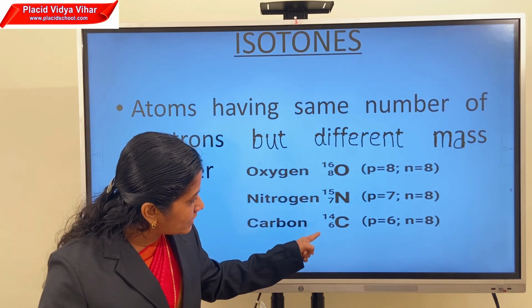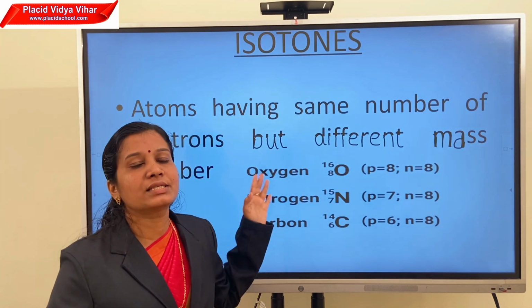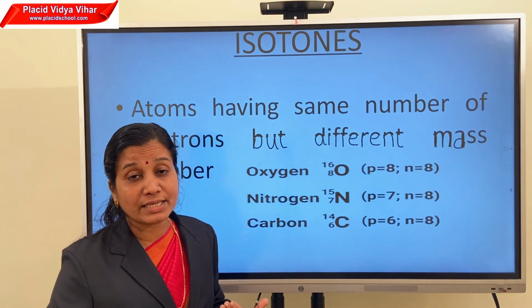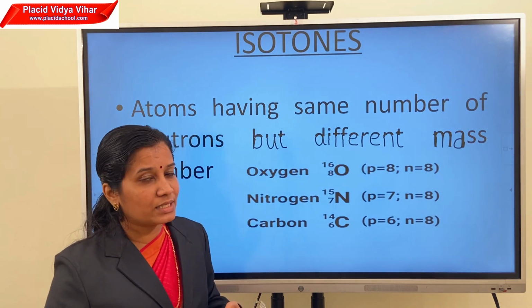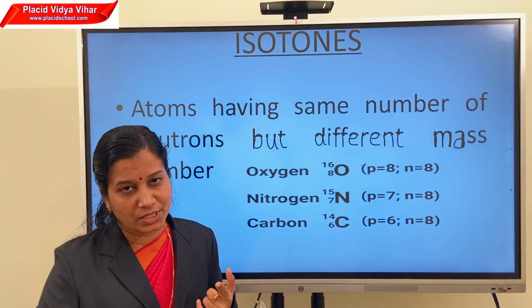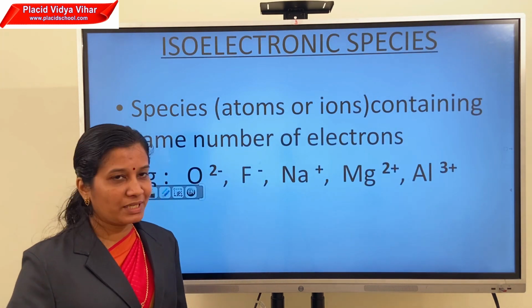So in all the 3 cases, atomic number different, mass number also different. But what is same here? The number of neutrons. Then we move to the next species. What is that? Isoelectronic species. Next is the isoelectronic species.